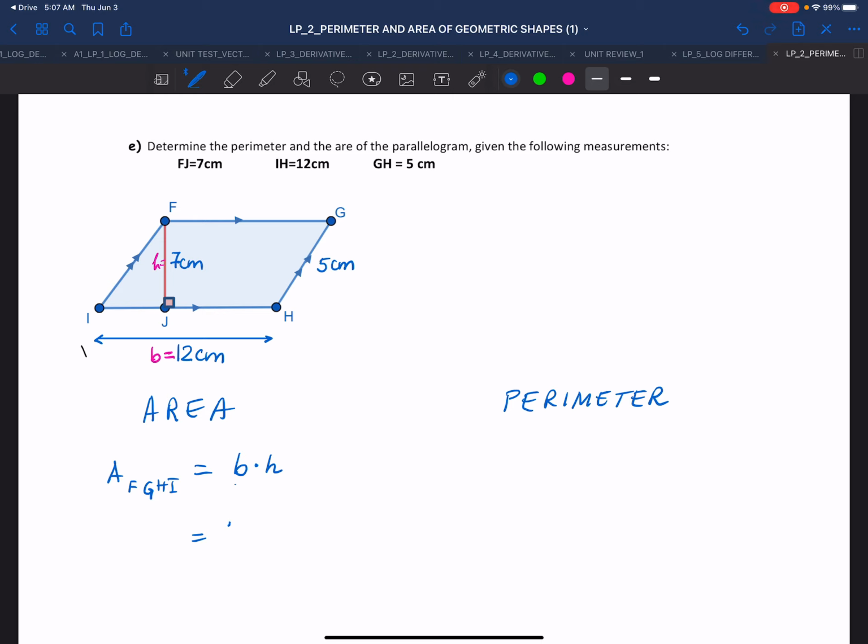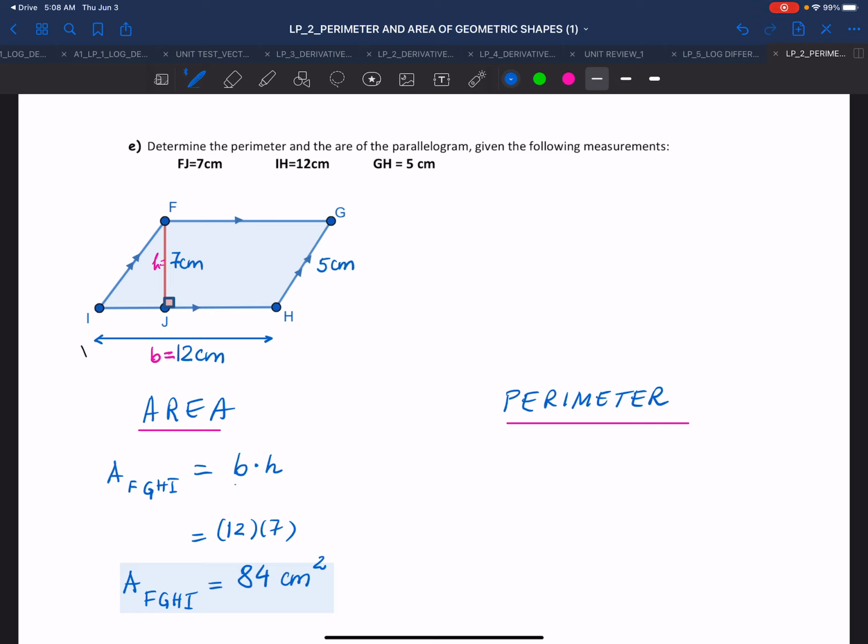Substitute, and then we have 12 times 7. And the area would equal 84. We're using centimeters, and since it is area, it is squared, and voila. The next part of the problem here would be finding the perimeter.